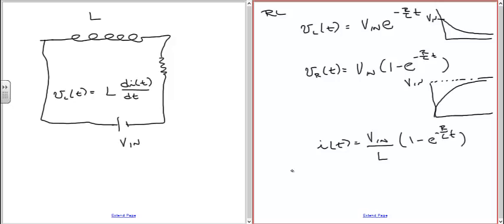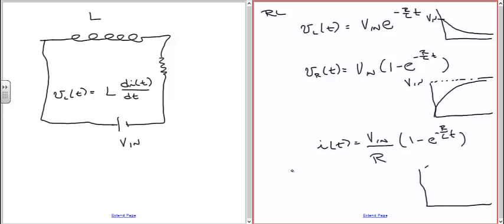RL circuits. Current is V over R. Actually, it's V over R. That's why it didn't work. So it's V in over R, not V in over L. From Ohm's law, voltage is equal to current times resistance. That's why I was confused, because L wasn't going to work. So the current is a function of time, and the current through the resistor and the inductor is this. It starts off when t equals 0, you get e to the 0, which is 1. So the current initially is 0, and then it increases to the final value.